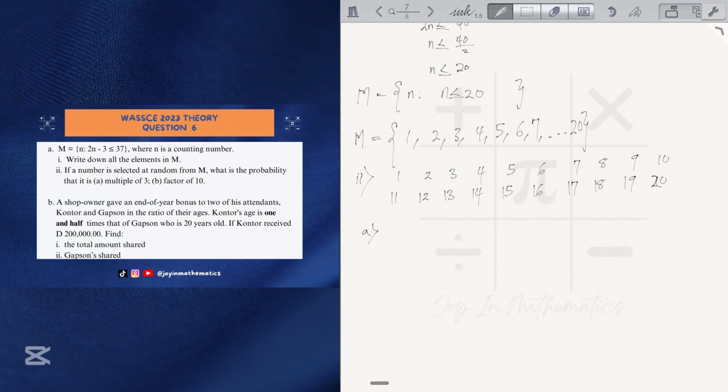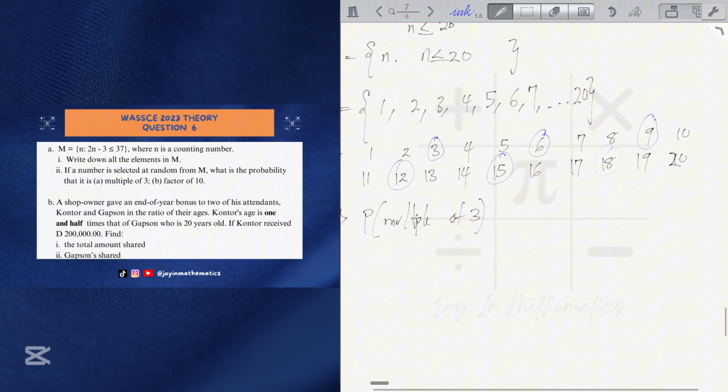Now, the first question says, what is the probability that it will be a multiple of 3? Let's use blue for this. What are the multiples of 3 that we have here? 3 multiplied by 1 is 3. 3 multiplied by 2 is 6. 3 multiplied by 3 is 9. 3 multiplied by 4 is 12. Multiplied by 5, 15. Multiplied by 6 is 18. So the multiples of 3 are 6 in number. That gives us 6 divided by the total, which is 20. Simplifying this further, it gives us 3 over 10.